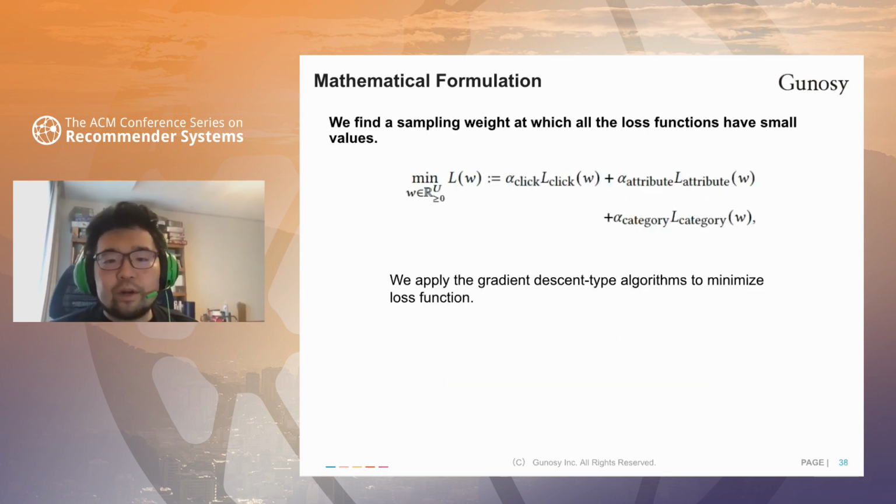We find the sampling weight at which all the loss functions have small values. To achieve these goals, we minimize the sum of these loss functions.